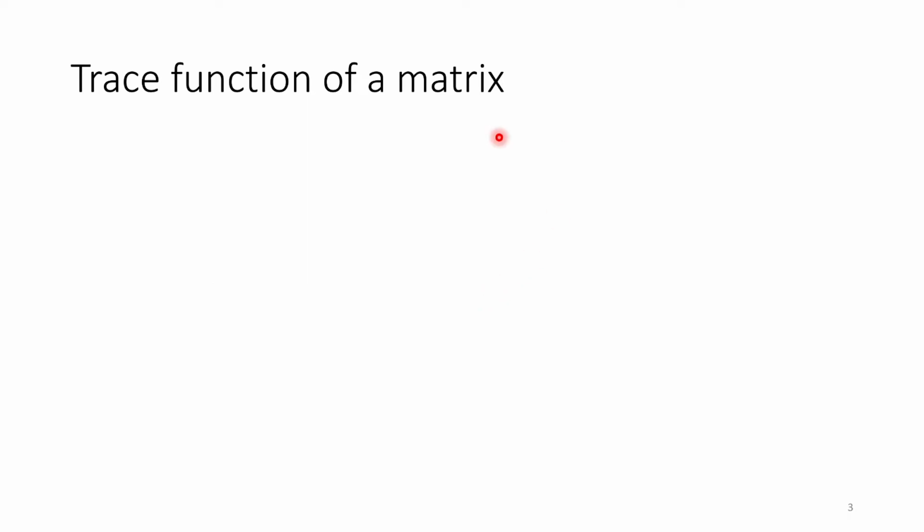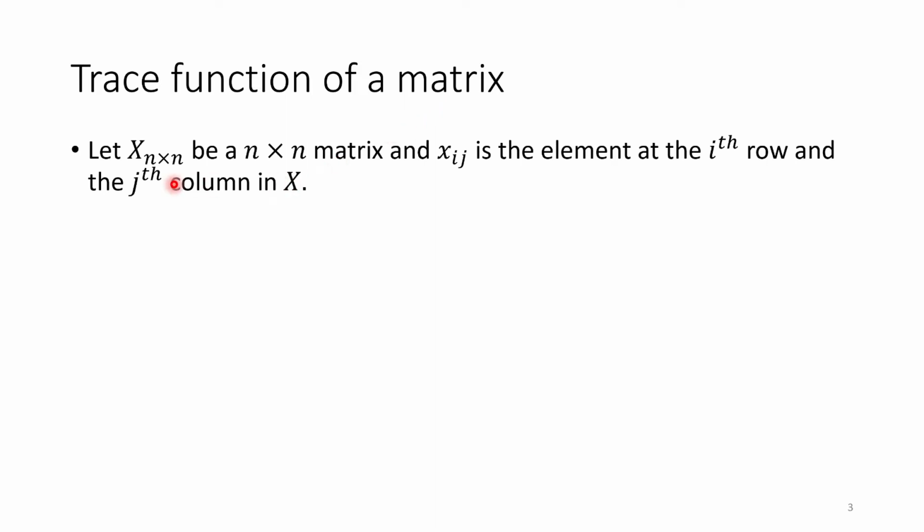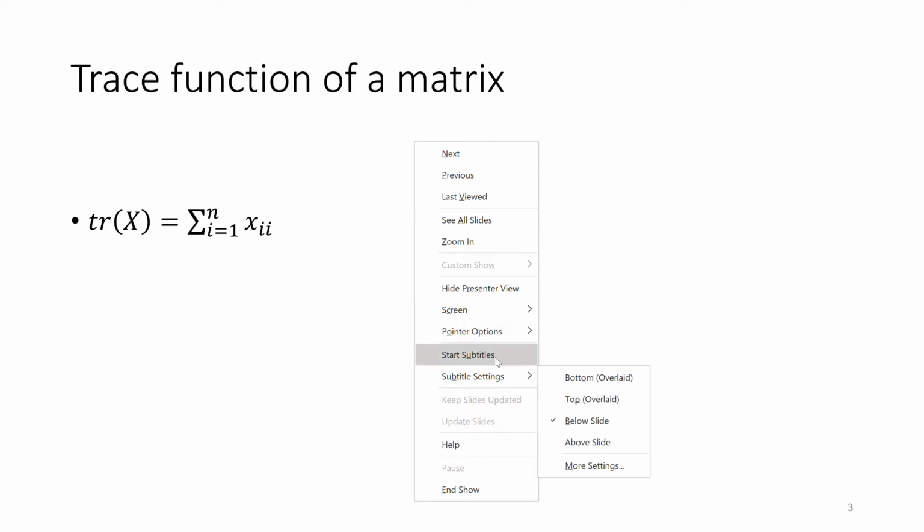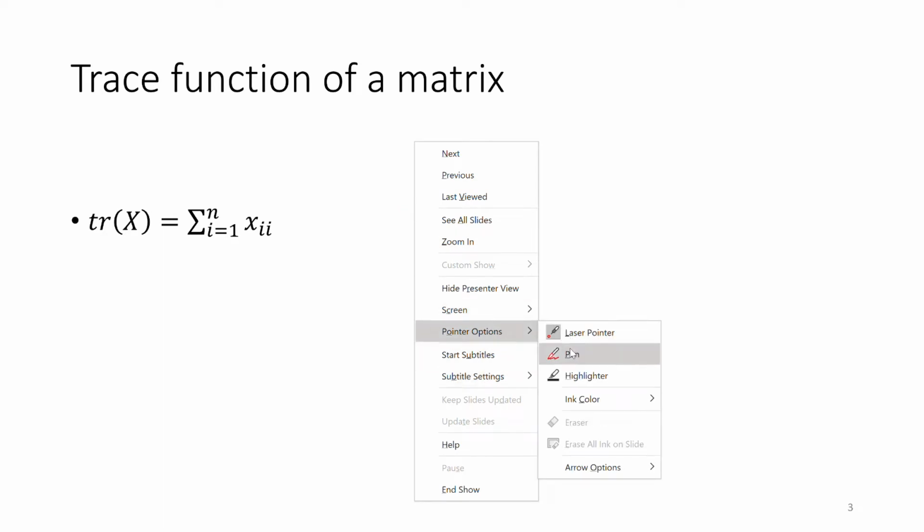So first, let's take a look at the trace function of a matrix. We assume that X is an n by n matrix, and Xij represents the element at the ith row and the jth column in X. So the trace of X is equal to the summation of all the diagonal elements. Basically, you sum the diagonal elements in X together.